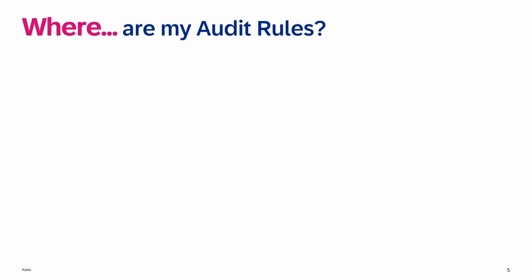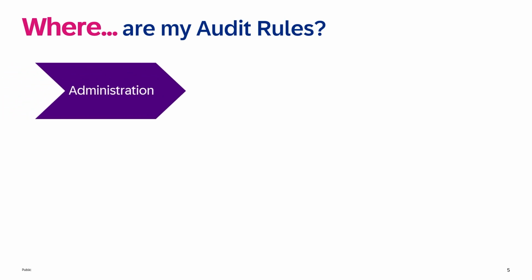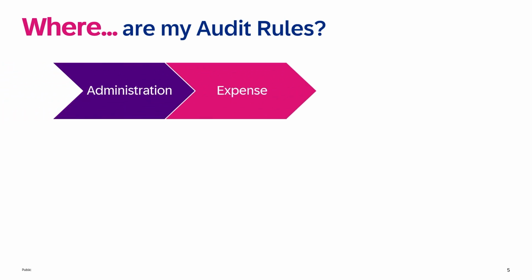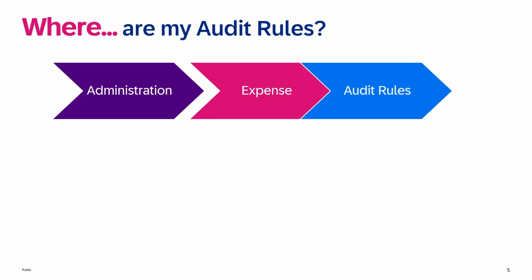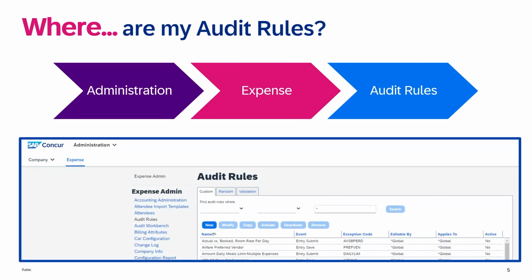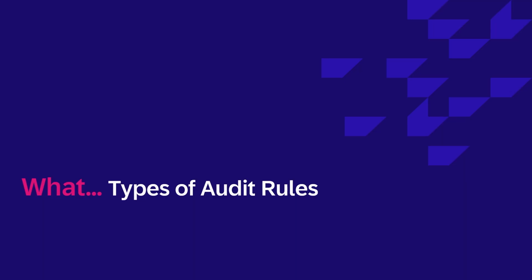Absolutely. So where can you find those audit rules within the expense solution? You're just going to follow the simple path. Go home, go to your administration, go to expense, go to audit rules. Now this screen may look slightly different based upon your role or your expense platform, but this will get you to that starting point of the audit rule equation. Now let's talk about what types of audit rules there are and what they can do for your organization.